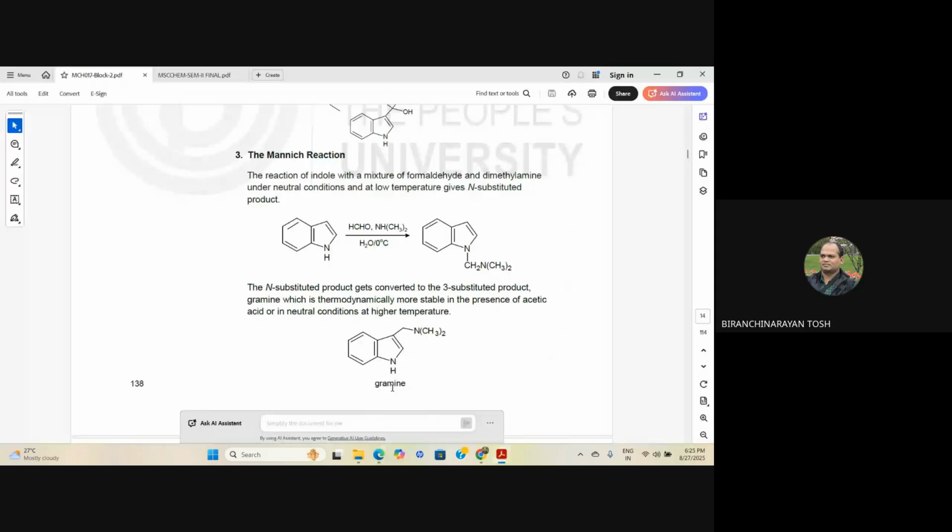So the N substituted product later on converted to the carbon substituted product, that is gramine, which is thermodynamically more stable in the presence of acetic acid or in neutral condition at higher temperature. However, gramine can also be directly prepared by performing the reaction in acetic acid.